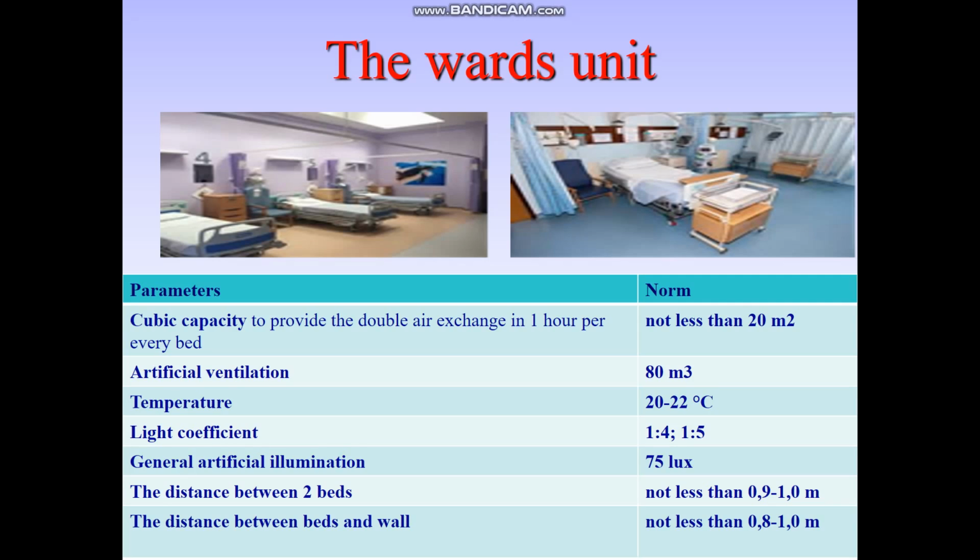The pathology-anatomic corpus should be isolated from the wet corpuses and have isolated entrances and exits. The distance between the pathology-anatomic corpus and wet corpuses should be not less than 30 meters.